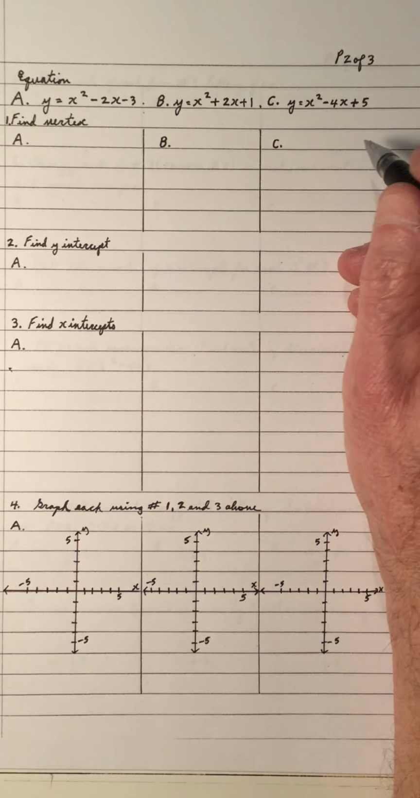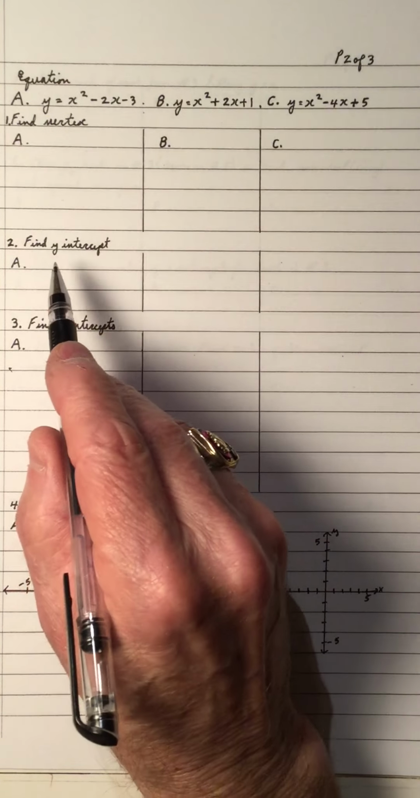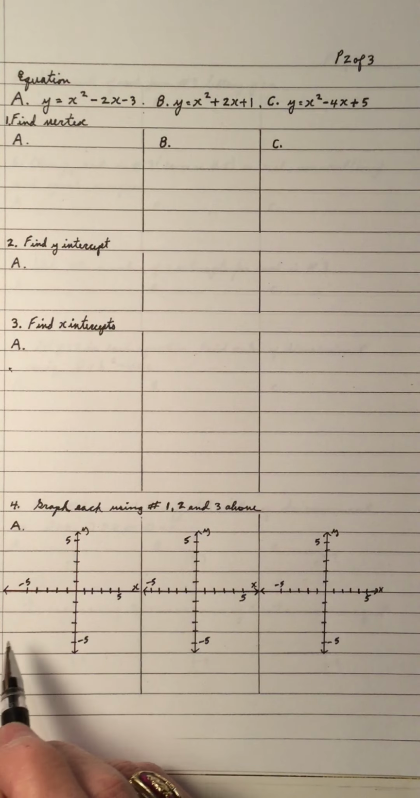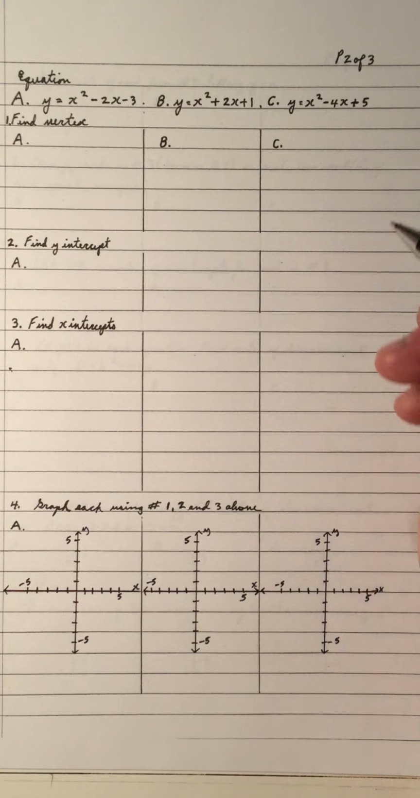I'm going to find the vertex of each one of these, then the y-intercepts, and then the x-intercepts, and do the graphs. And on the next page, I'll show you how this discriminant fits in.